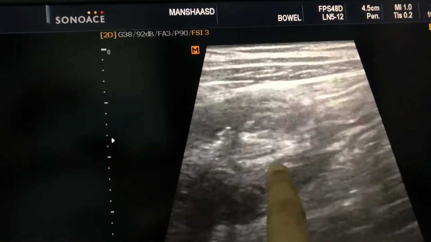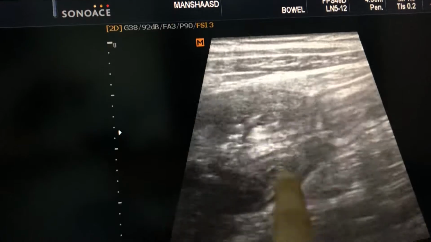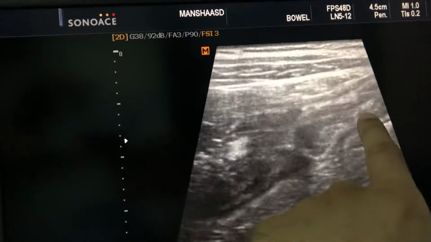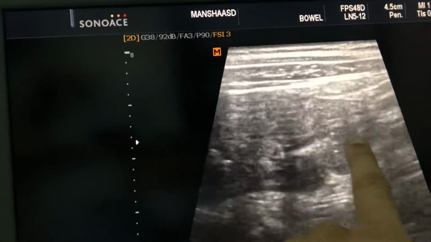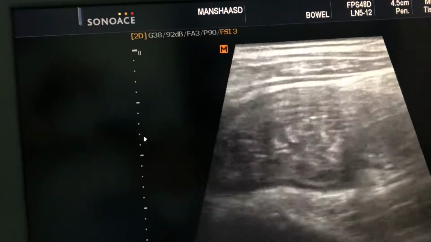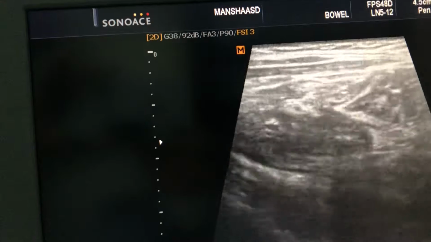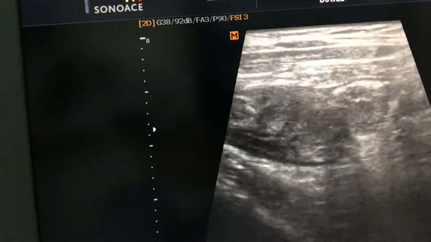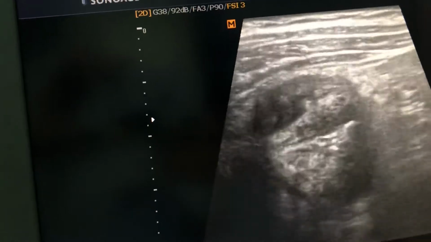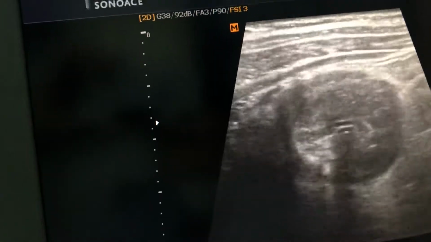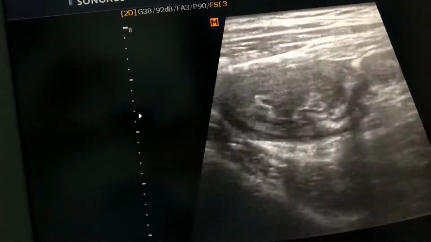I think there is an ileocolic intussusception also. This segment of the small bowel is seen invaginating into the cecum. Very mild degree of intussusception, ileocolic type.